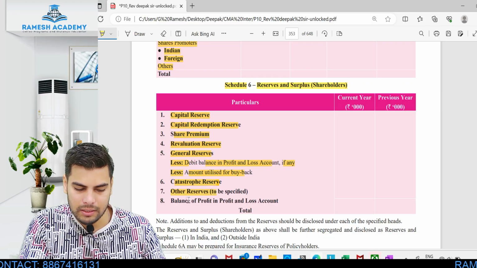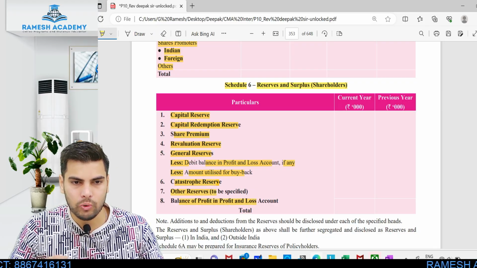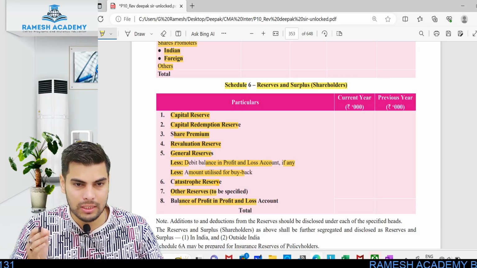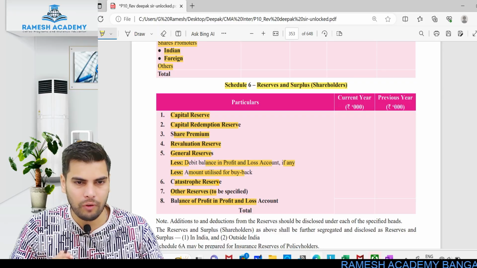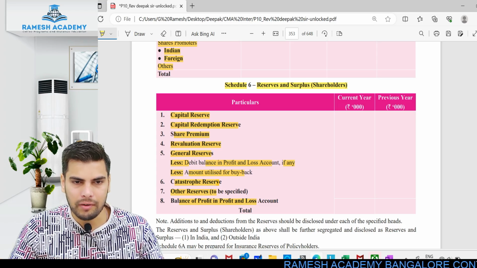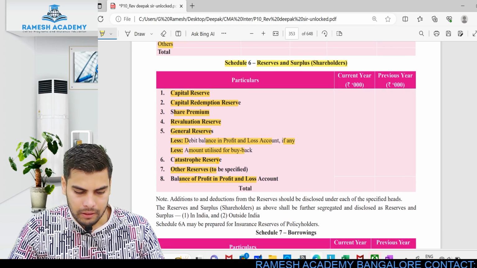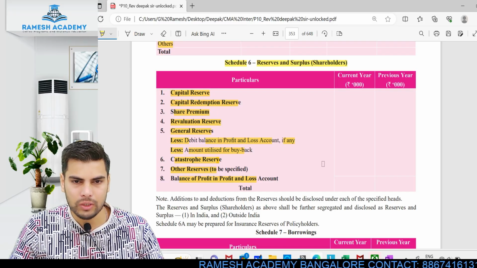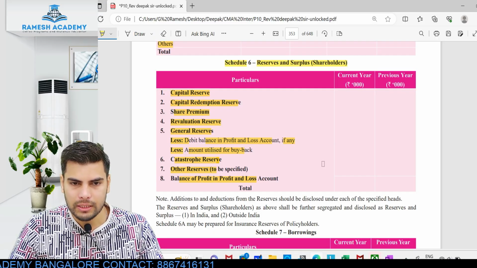Same way, if at all there's any catastrophe reserve, you just show it over here, and then other reserves. Remember catastrophe reserve, I told you, right? Insurance company which is dealing with respect to life insurance business, 90% has to be maintained in the form of reserve. The remaining 10 will have to be maintained with the other regulatory authority. So then we have got balance in P&L account. That is the credit balance. Profit is what you'll be showing over here. Clear? Hope you guys understood this.